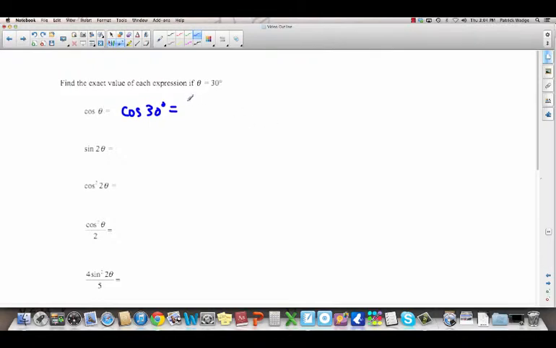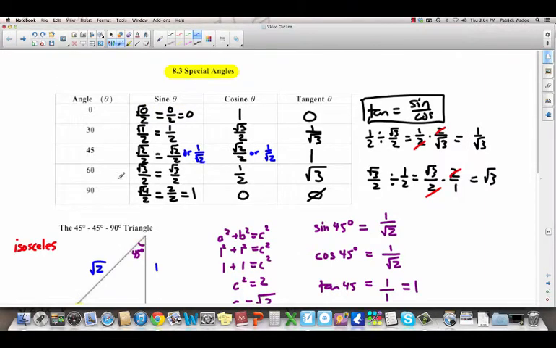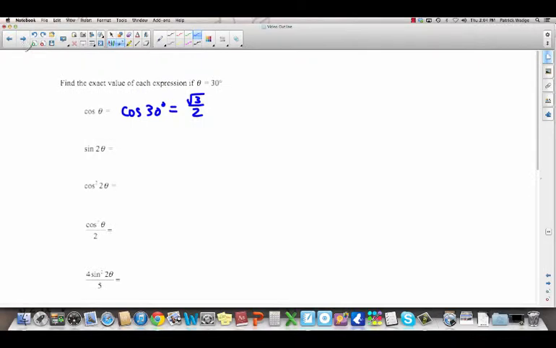Root 3 over 2. See, we're not going to use our calculator for this page at all. You need to be able to generate this table on your own, okay? I won't give it to you. You have to be able to write that down on a piece of paper or something, or just memorize the whole thing, but I'd rather be able to generate it.